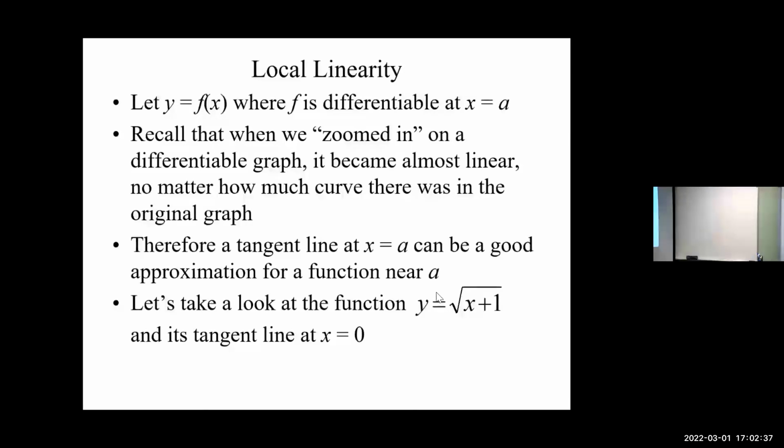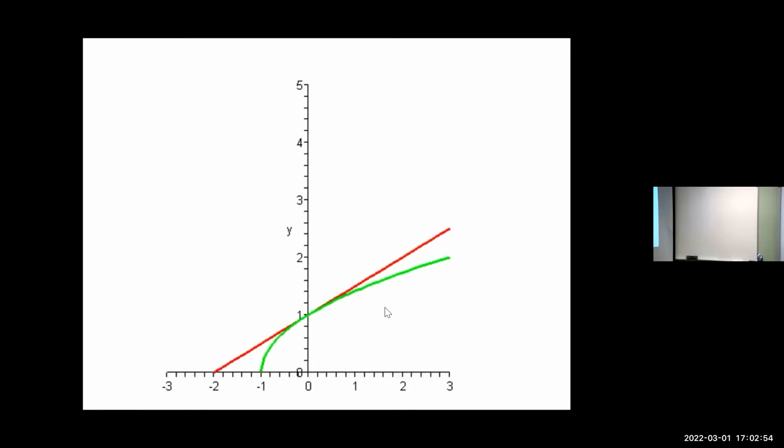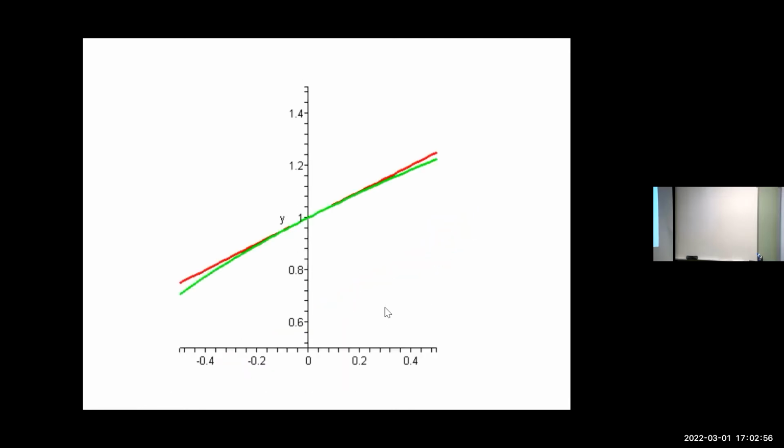So this would be the function of the square root of x plus 1 along with its tangent line at 0, right? We can see a lot of overlap here, but they basically diverge as we go to the left and to the right. Well, as we zoom in, this is what local linearity says.